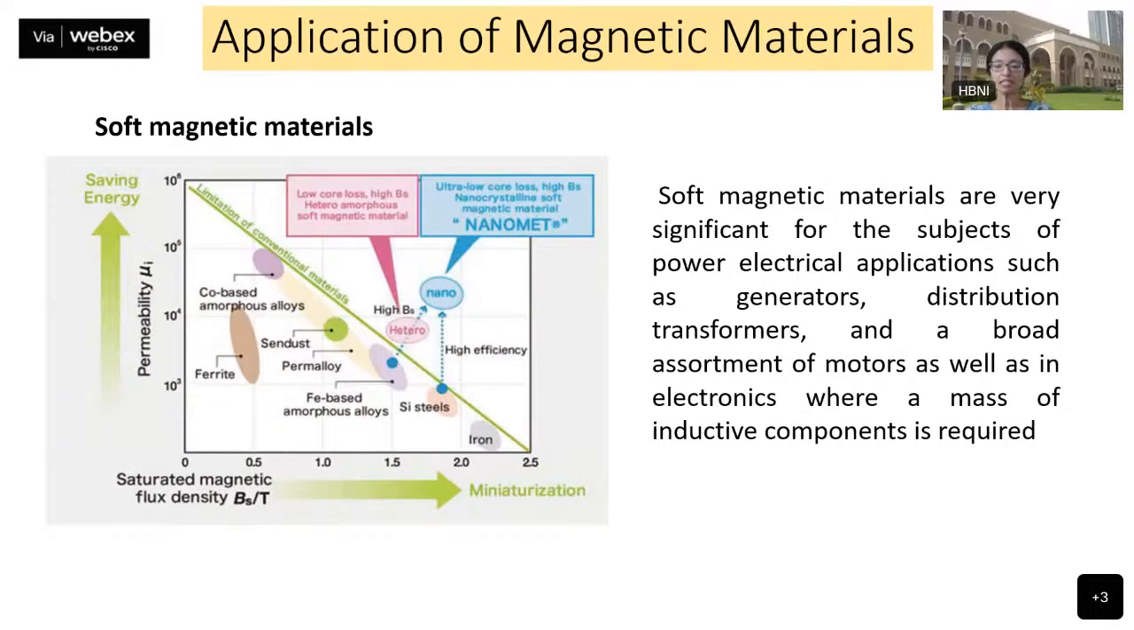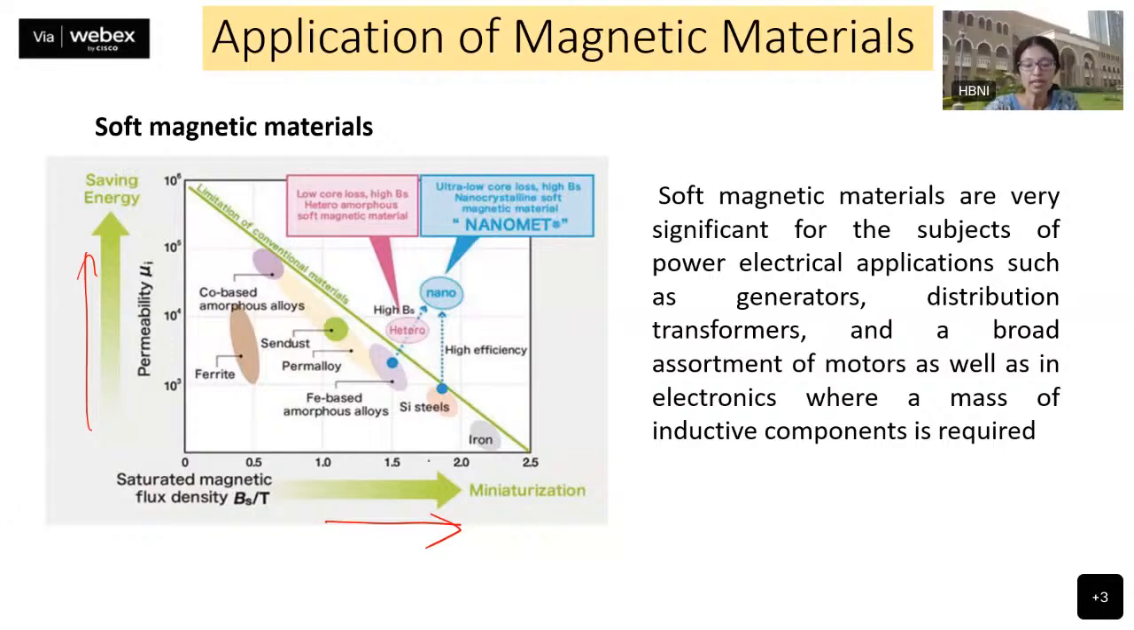Then soft magnetic materials are very, very important for power electrical applications, such as in generators, in distribution transformers, and a broad assortment of motors as well as electronics, where you require a mass of inductive components. So wherever that induction-based magnetization is required, you want to look into soft magnetic materials. Here in this graph you can find the saturated magnetic flux density, given on the x-axis, plotted against permeability. For soft magnetic material, the permeability has to be much higher.